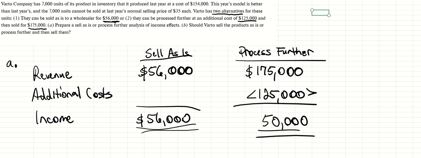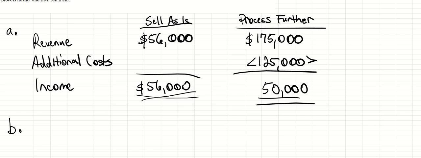Now, letter B, we have to make the decision whether we should sell it as is or process further. So for letter B, if we sell as is, our income would be $56,000. But if the company processes the units further, it'll be 50,000. So since selling it as is will be greater in income than processing it further, we're going to sell as is. This is going to benefit the company more than processing it further.